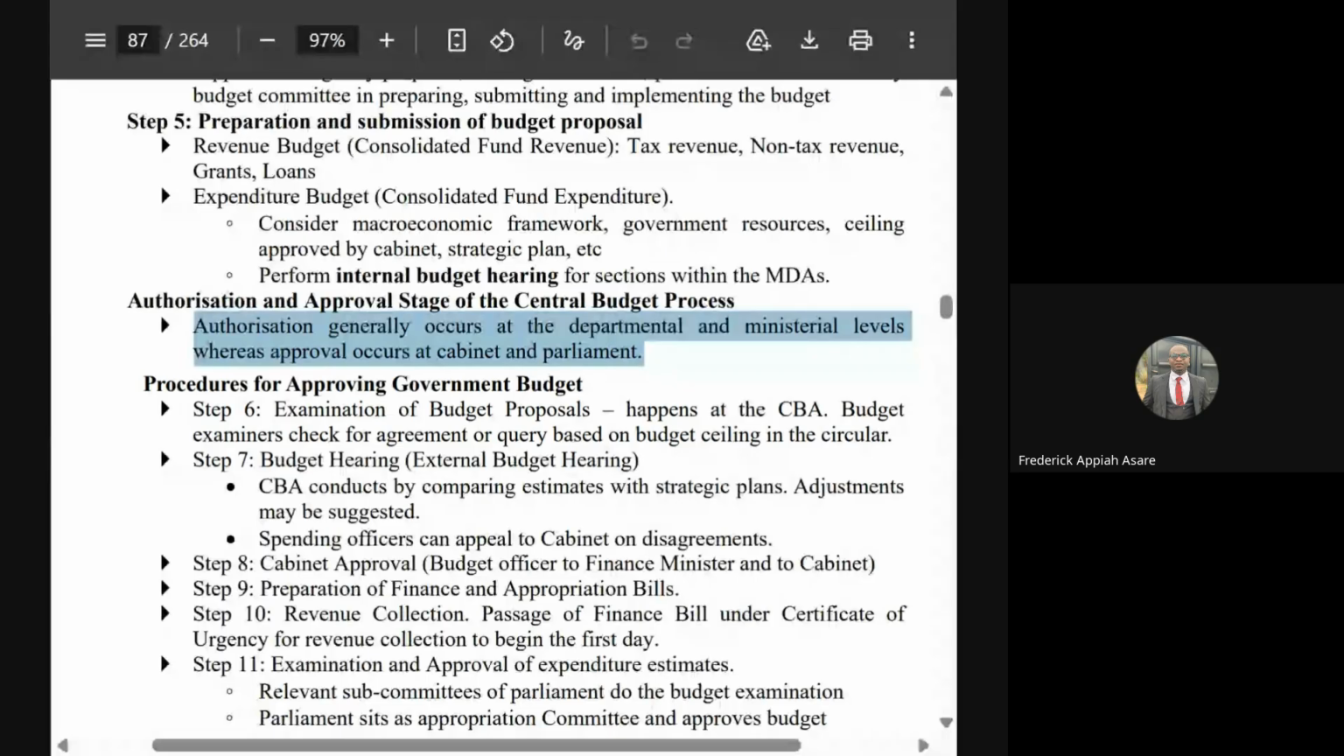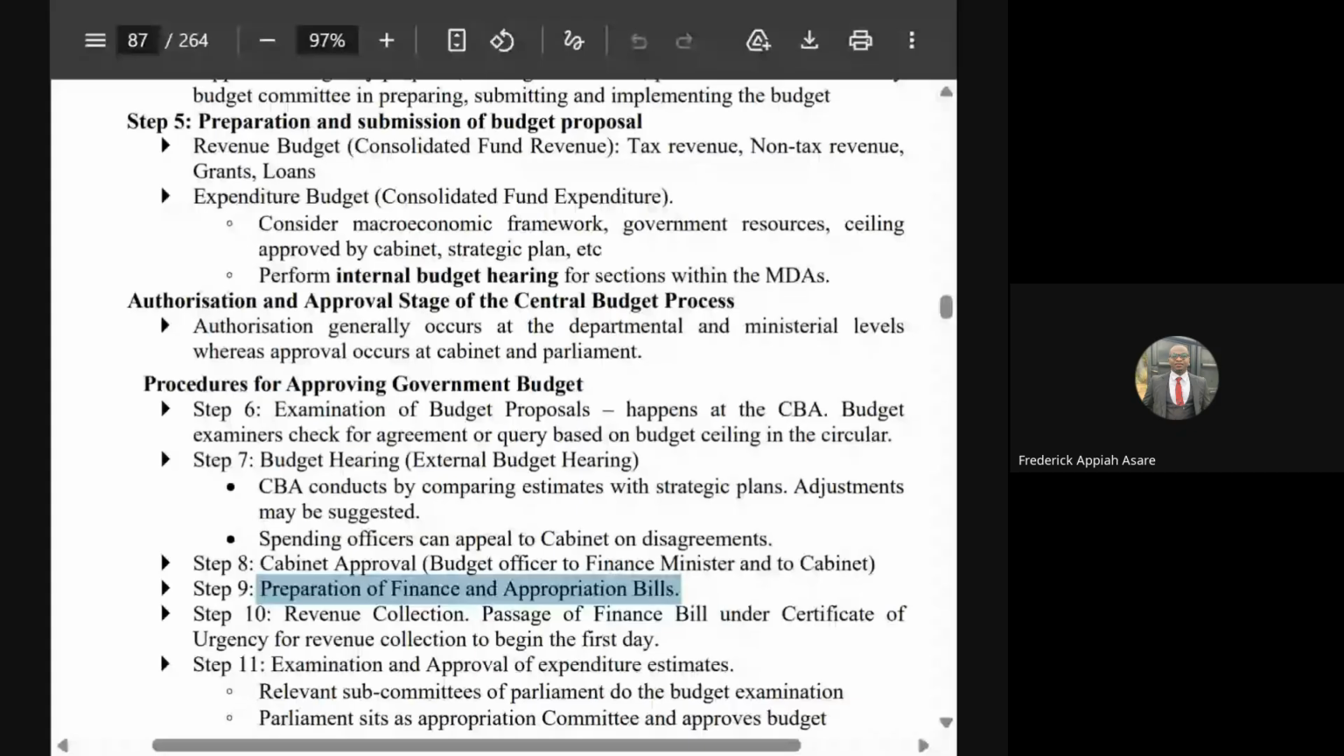So under the authorization, you have step 6, where they will examine the budget proposal, and it usually happens at the CBA. Step 7 will come in, where they will call people to come and defend why this item was added. Step 8 is where cabinet approves. Then step 9 is the preparation of the finance and the appropriation bills.